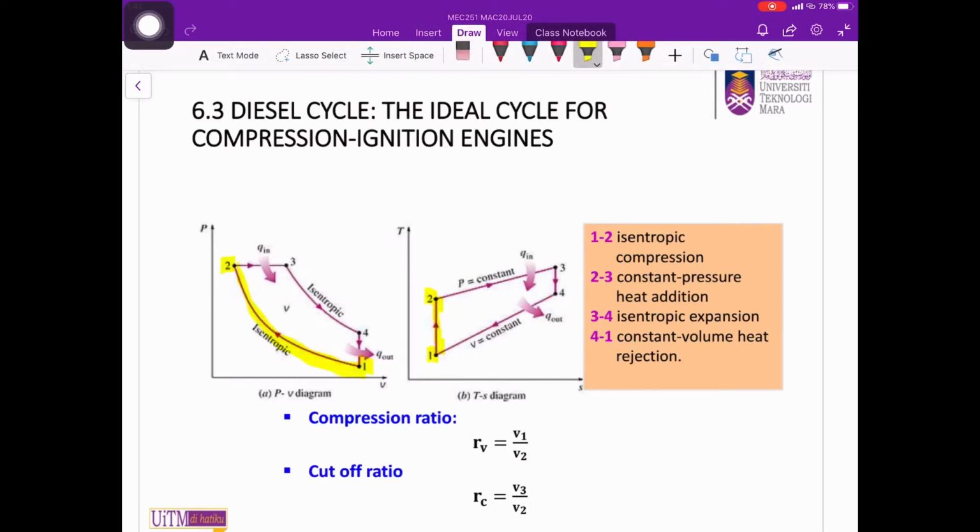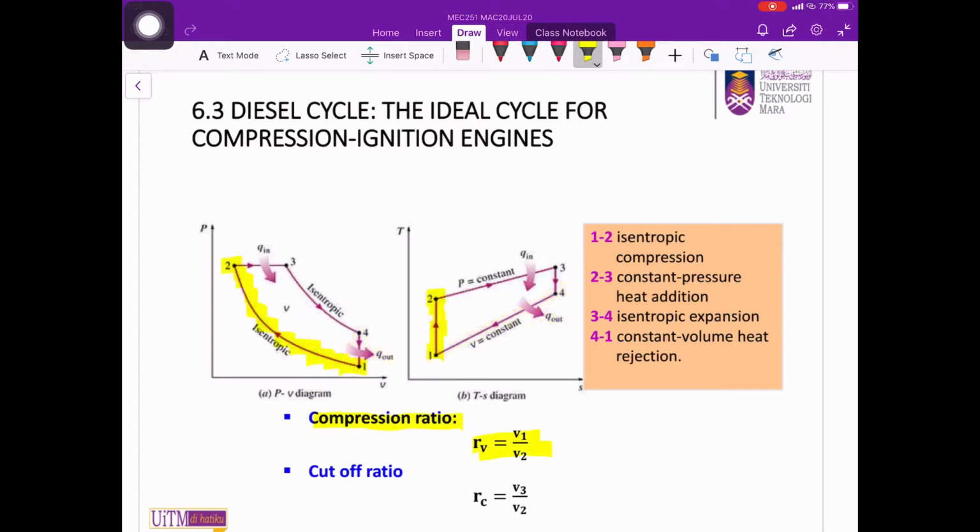Process 1 to 2 is the compression stroke, where the pressure and temperature will rise. Once the compression stroke ends, there will be constant pressure heat addition to the system in process 2 to 3. For process 3 to 4, the gas will then further expand, pushing the piston to the bottom dead center, where the volume is maximum and the pressure is reduced. And process 4 to 1 is assumed to be heat rejection at constant volume to the initial condition of the cycle.